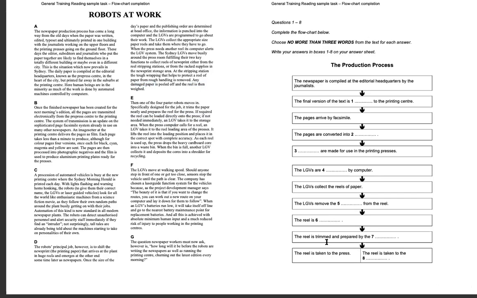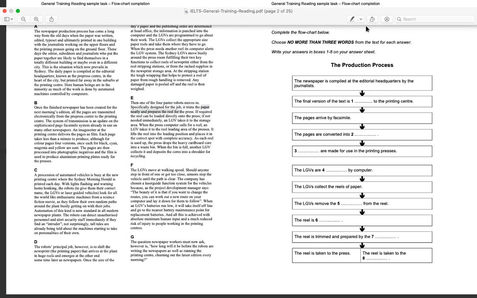Oh, we didn't do this, right? The reel is trimmed and prepared by... So we're looking for trimmed and prepared. Where is trimming and where is preparing? Okay, so who does it? Prepared by somebody. So paster robots or robot, it can be both. Paster robots trim the paper and prepare the reel for the press.